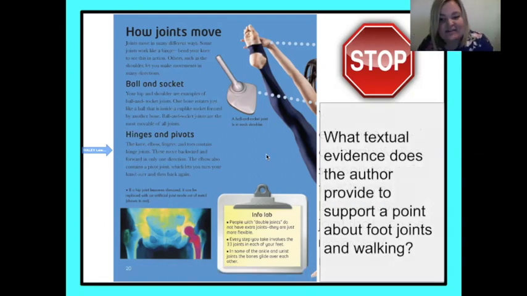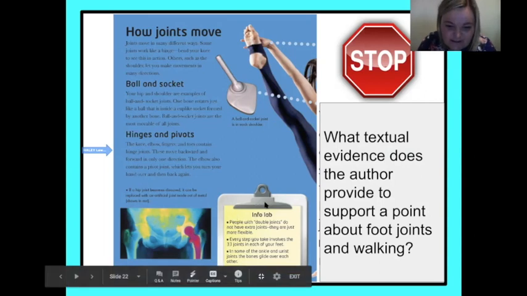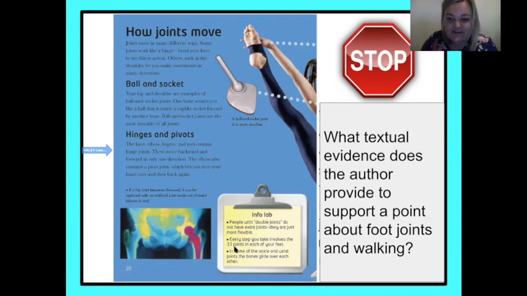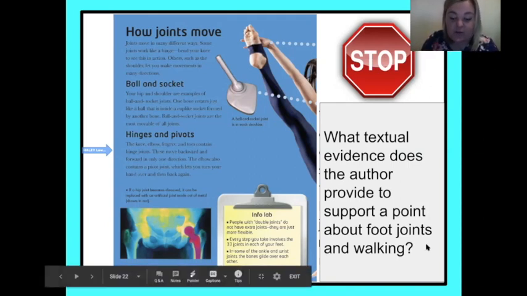So, what text evidence does the author provide to support a point about foot joints and walking? I'm going to challenge you to pause the video and find that. Look back in the text and find where the author was talking about foot joints and walking. Yes, I'm hearing a few of you talk about it. So let's see. Down here, if you read this info lab, pause it and read through those. It says every step you take involves 33 joints in each of your feet. So that is the text evidence that supports the point that foot joints go with walking.